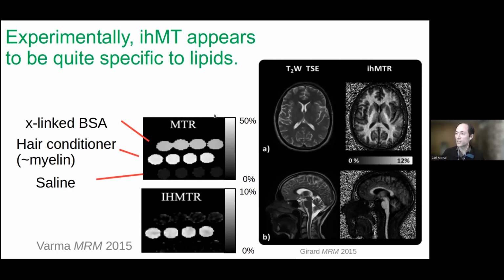And in the magnetization transfer experiment, you can see that both the protein and the myelin show up quite similarly. In the ihMT experiment, though, the hair conditioner / myelin shows up while the protein kind of disappears. And so this was also demonstrated in vivo.